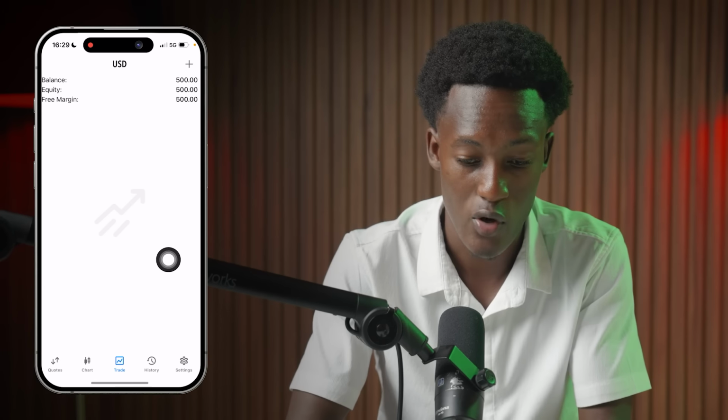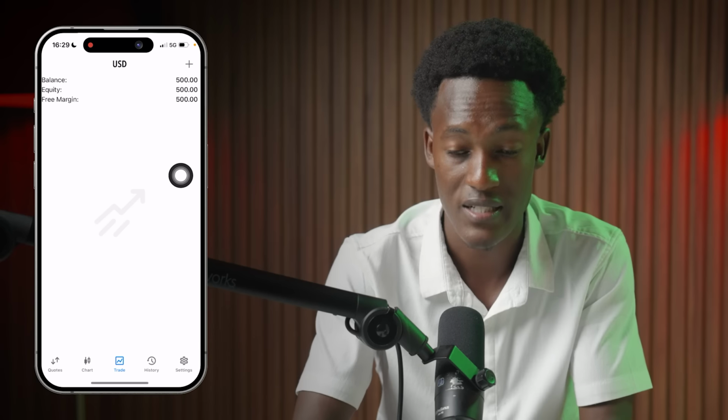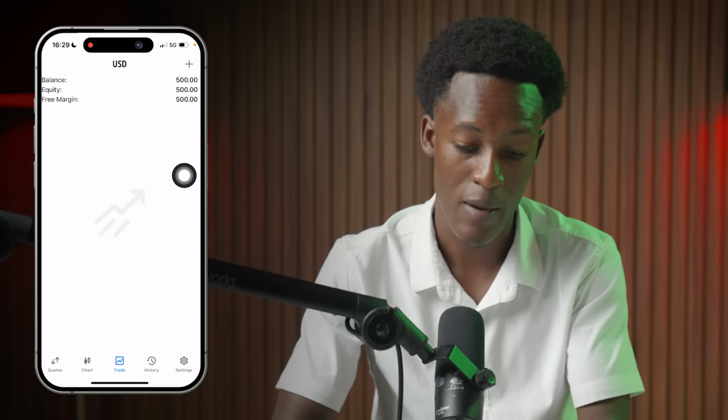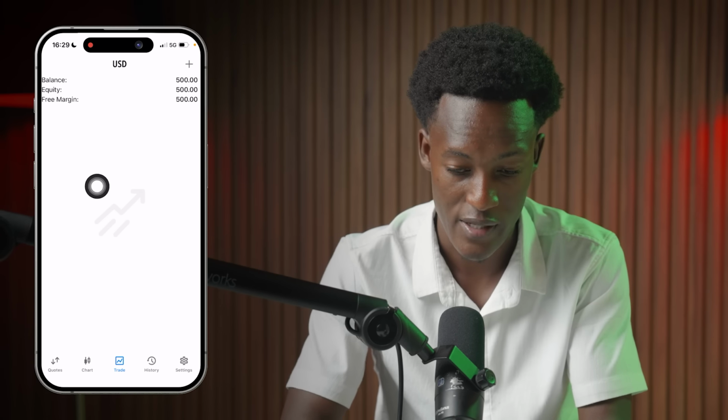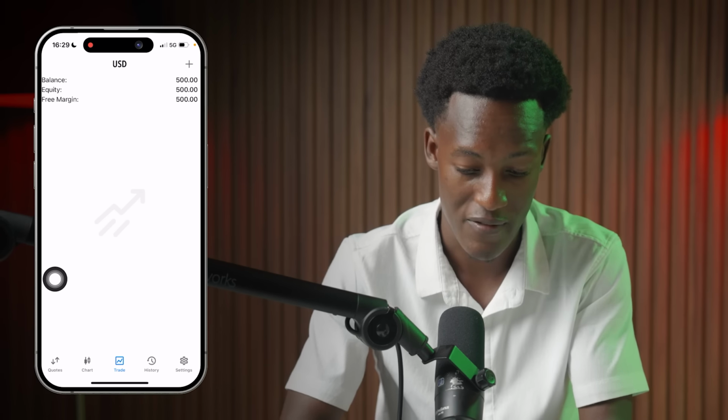Next up we have this section here, and it's the trade section. That's where we started off. You have your balance, your equity, your free margin. If you opened up a position right now, then all your trades are going to reflect here. And that's why we have that section.